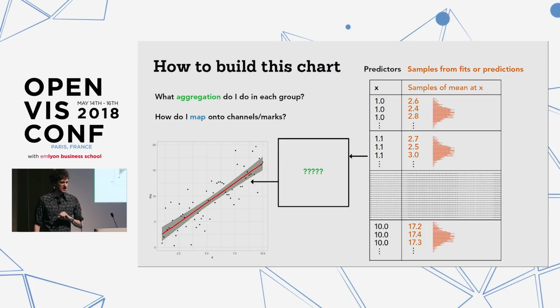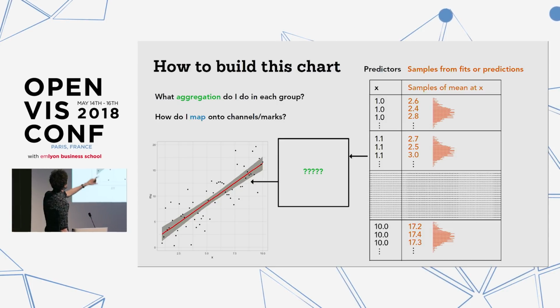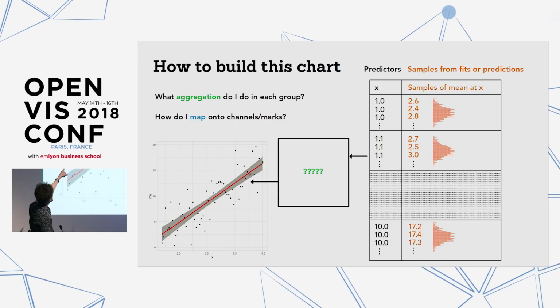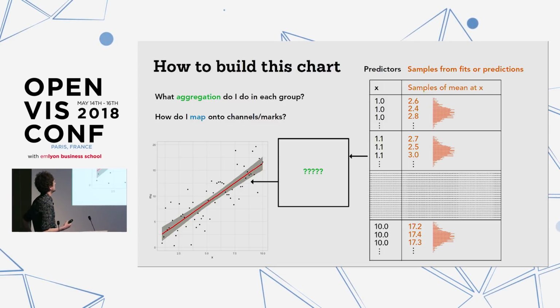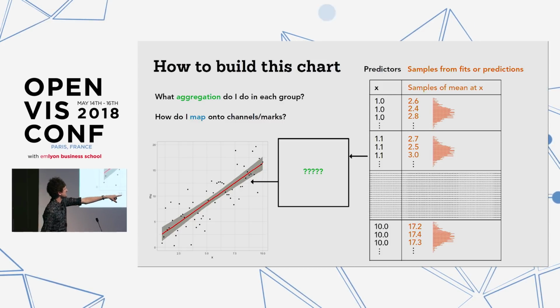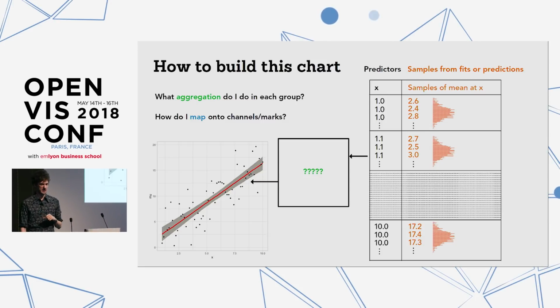So then the question I can ask is, what aggregation do I do, and how do I map the resulting data onto useful channels and marks in order to get this visualization? And the nice thing is that pretty much every useful uncertainty visualization can be fit into this sort of framework to get that table to generate a useful chart on this side.